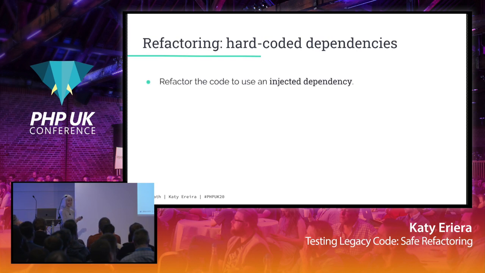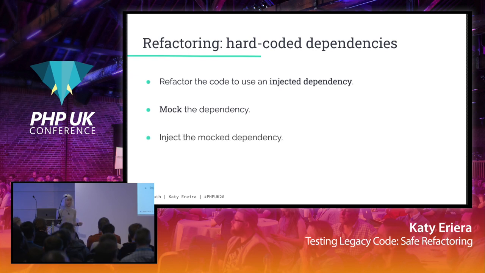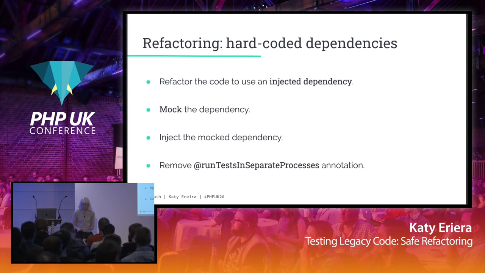We can refactor this. So we're going to refactor the code to use an injected dependency. We're going to mock that injected dependency, and we're going to inject the mocked dependency. And then we can remove that annotation. So who here has heard of dependency injection? Almost everyone. OK, who can confidently explain what dependency injection is? Few of you. OK. Right, so I'm going to demystify this for you.